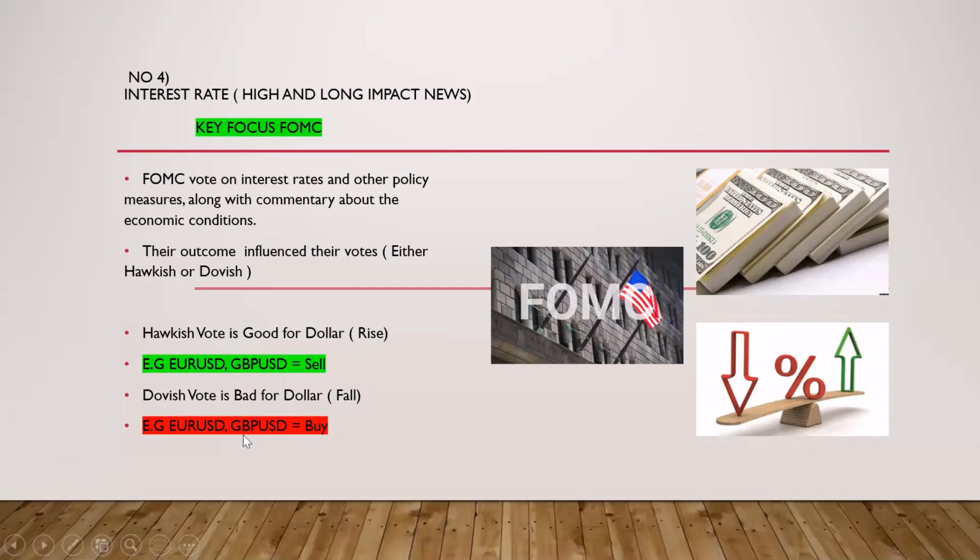When the dollar is weak, the British pound will be stronger against the dollar, so the chart will rise. Any currency that is paired with the dollar, where the dollar is a counter currency, will rise, so you buy. And when it is a hawkish vote, any currency where the dollar is the counter currency will sell. That's all about FOMC.